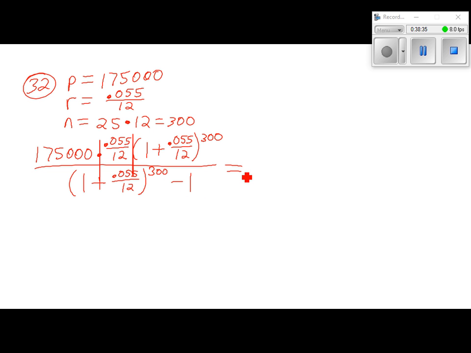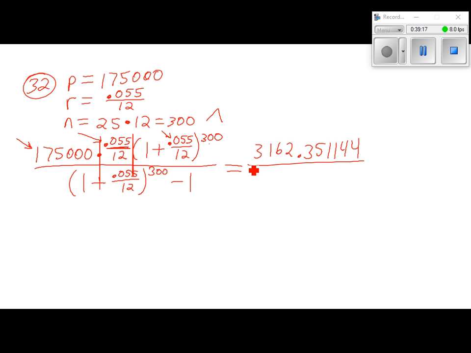When I plug all this into my calculator, plug in this first, then hit +1, then hit equals, then hit the little caret button, the 300, hit equals, and then hit times 175,000 equals times 0.055, equals, and then divided by 12, and it should give you something that looks like 3162.351144, some big long number like that.